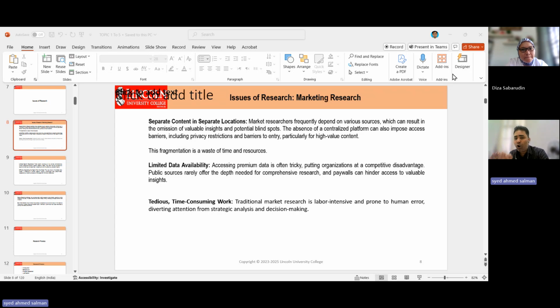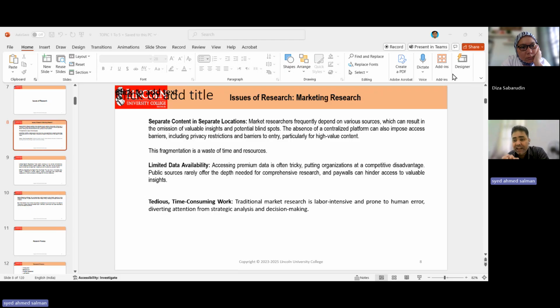Accessing premium data is often tricky, meaning that you cannot easily obtain the premium data, putting organizations at a competitive disadvantage. Public sources rarely offer the depth needed for comprehensive research. If you want to do comprehensive research, you will not get comprehensive data from public resources. If you collect data from the government, do you think you will get comprehensive data? No. Getting comprehensive data from premium access sources is very rare.